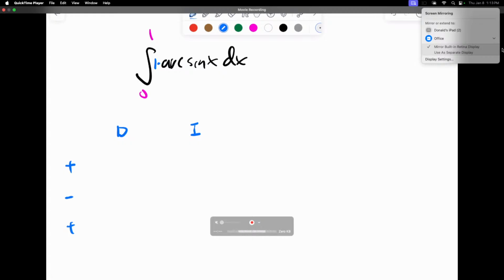So if I said this one is sine inverse of x, and this one is going to be 1 over root of 1 minus x squared, and this is the 1, right? And what is the integral of 1? It's not x squared. I meant to say x.